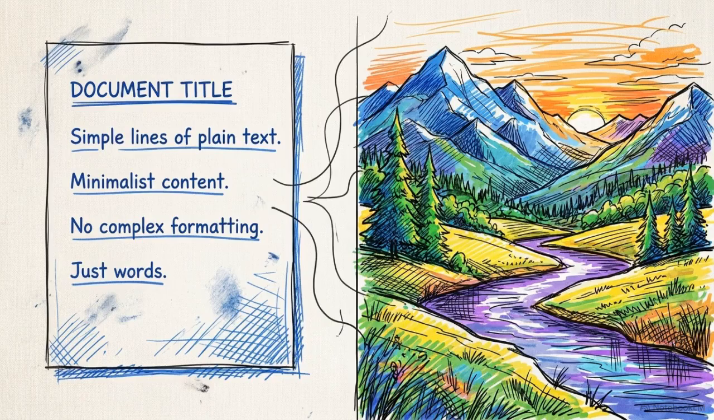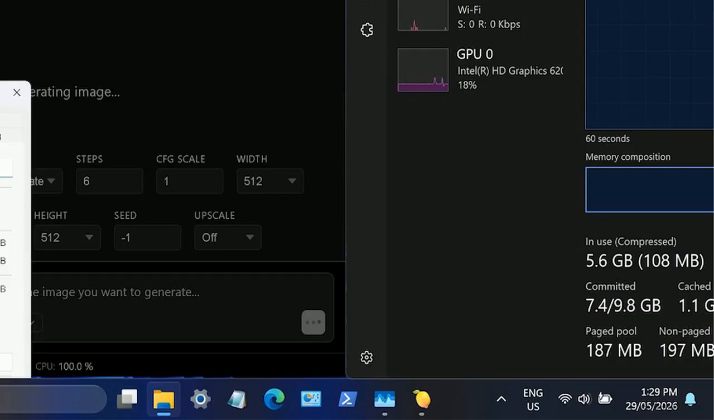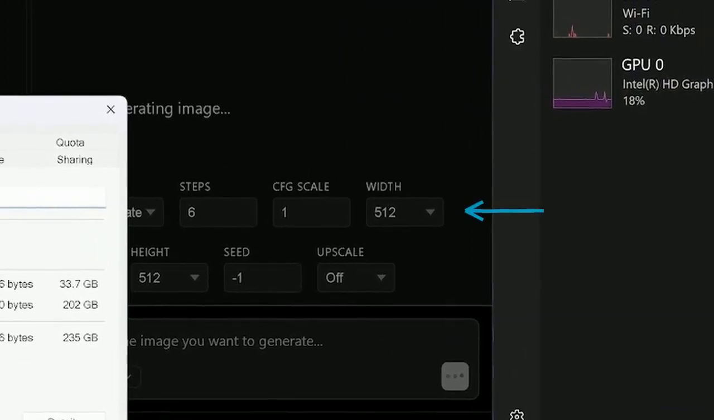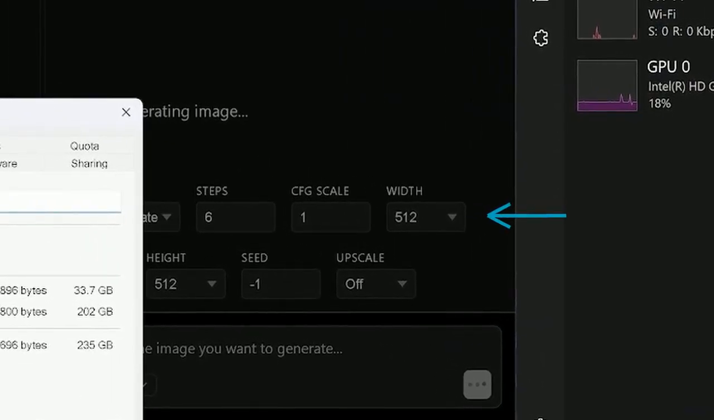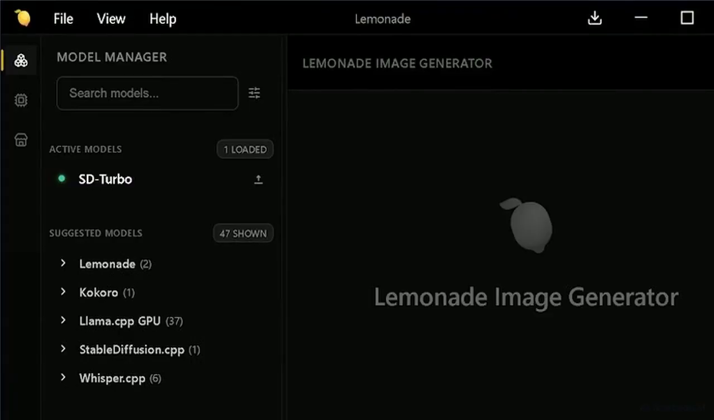Text generation is one thing, but image generation is a much heavier lift. It requires calculating more than 260,000 pixels simultaneously rather than predicting one word at a time. Rendering images requires a strict workflow. Close the text model to free memory, keep the resolution at 512 by 512 pixels, and use single-step models like SDXL Turbo that form images with a fraction of the usual math.